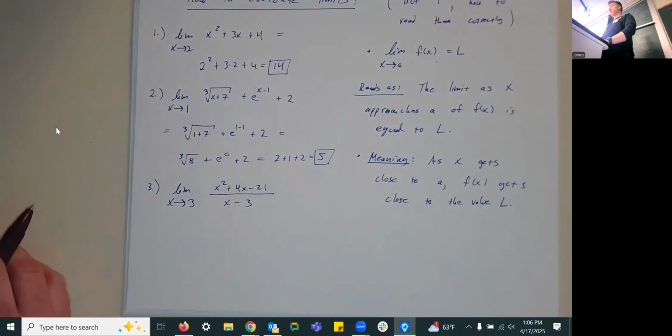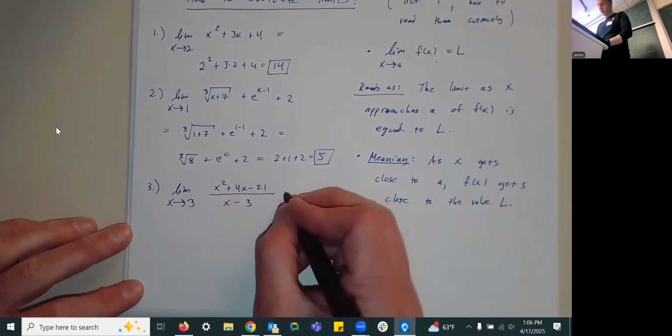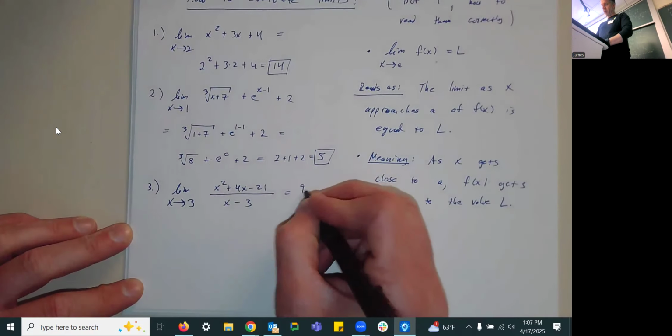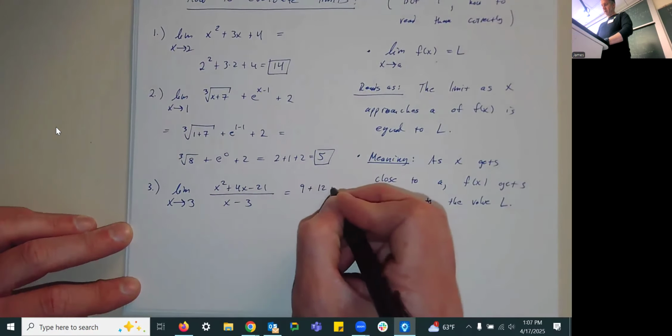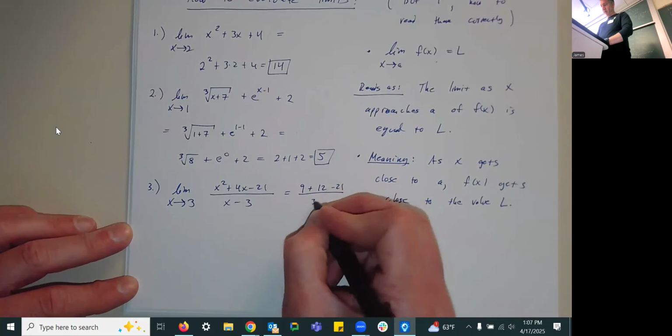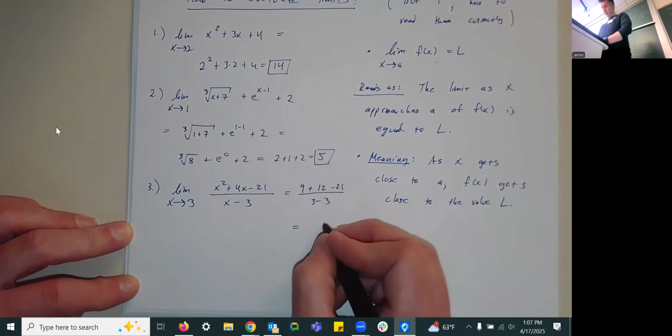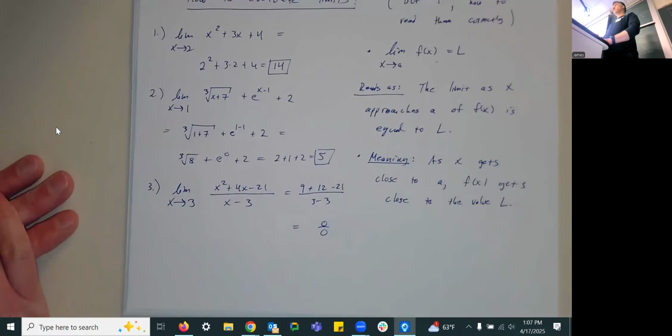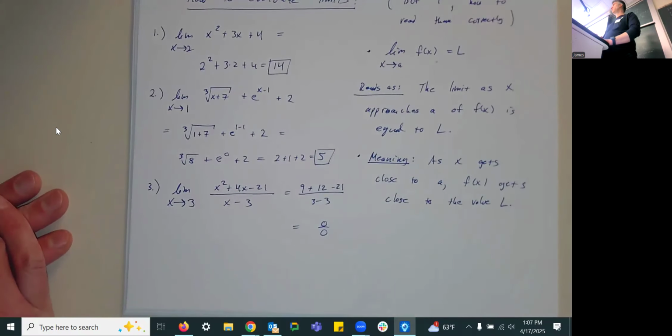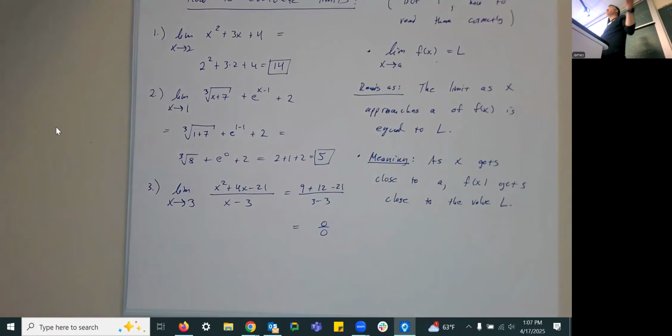And now if we try plugging in 3, you should always try plugging it in, even if you think something's going to happen. If we plug in 3, we're going to get 3 squared plus 4 times 3 minus 21 divided by 3 minus 3. And that's going to be 0 divided by 0. And what's 0 divided by 0? Good question. Literally, it could be anything.